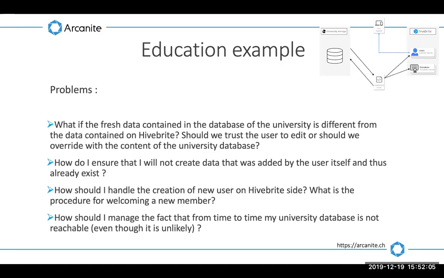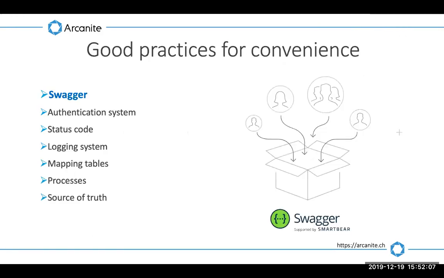I want to provide you tips and good practices that you can reuse in the future for this kind of API in general, or with Hivebrite specifically. And here I have 7 different topics I want to address. I'll go through all the ones on the left, except for the first one.